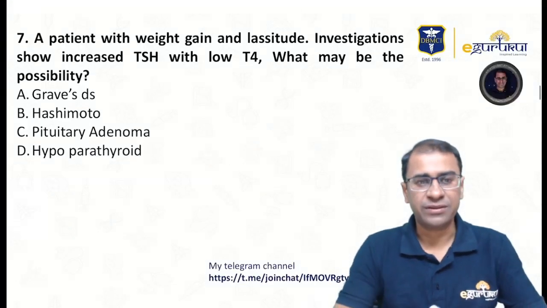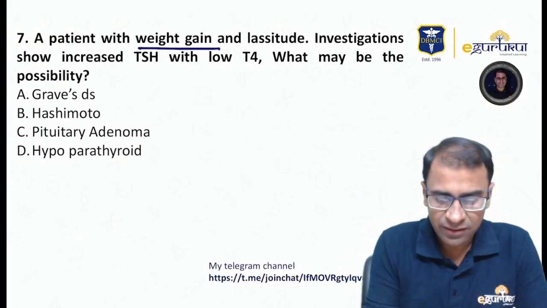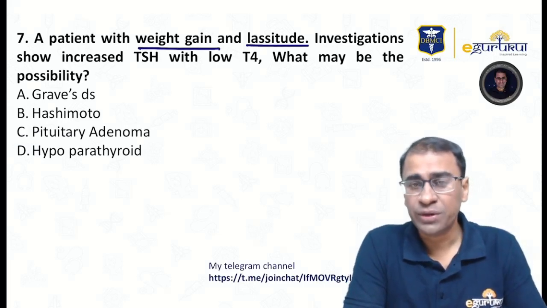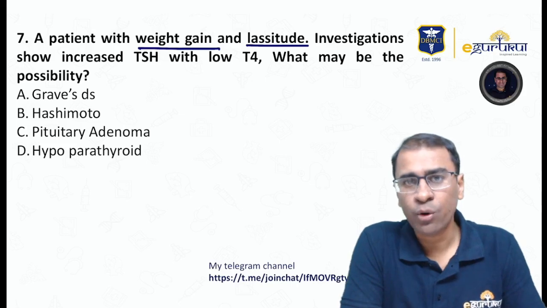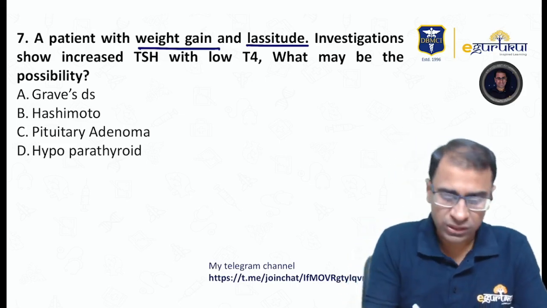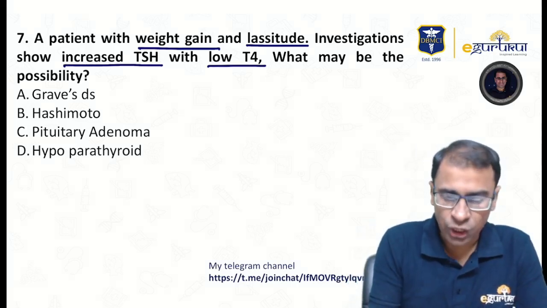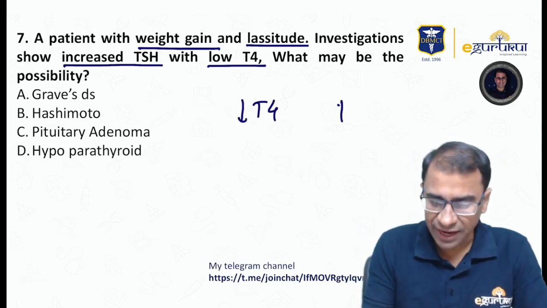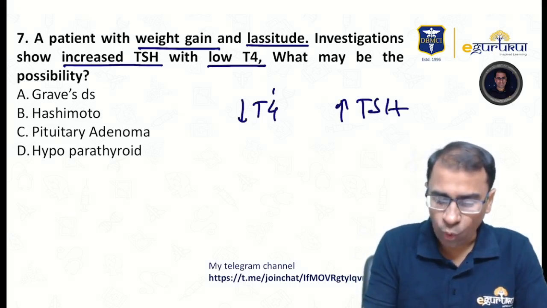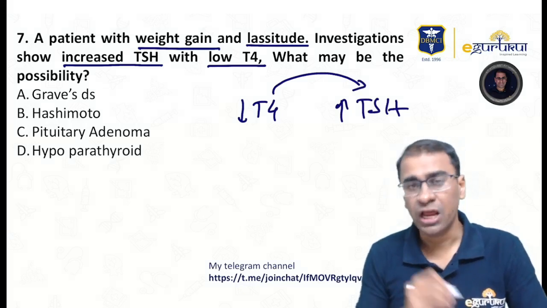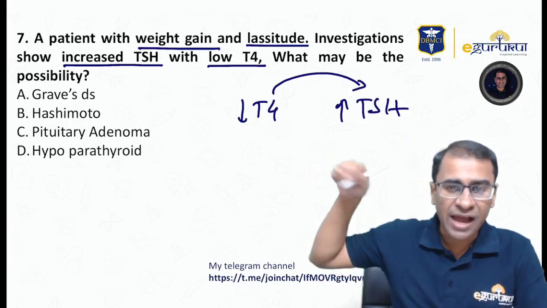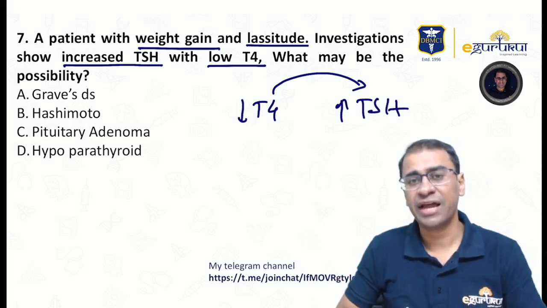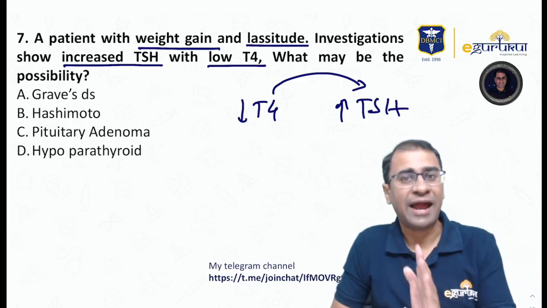Okay. Seventh, a patient with weight gain, lassitude. So weight gain and lassitude means fatigability. So he is gaining weight, he has a small amount of fatigability and shows increased TSH, guys, low T4. That means, see, there's a low T4 and there's a high TSH. Why will this happen? Obviously because of feedback regulation. But now you must understand, a high TSH and a low T4 will occur only if the patient has a problem in the thyroid gland itself.